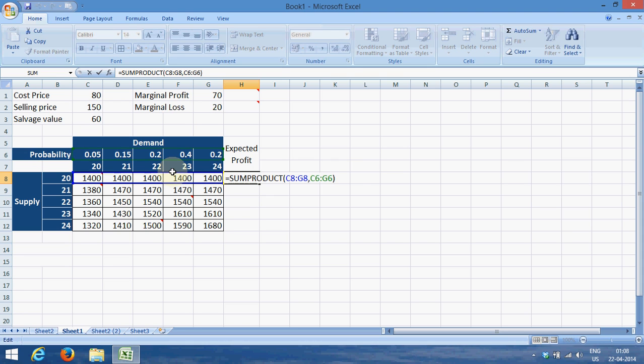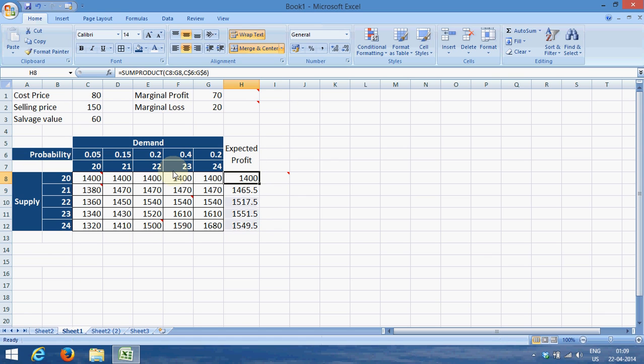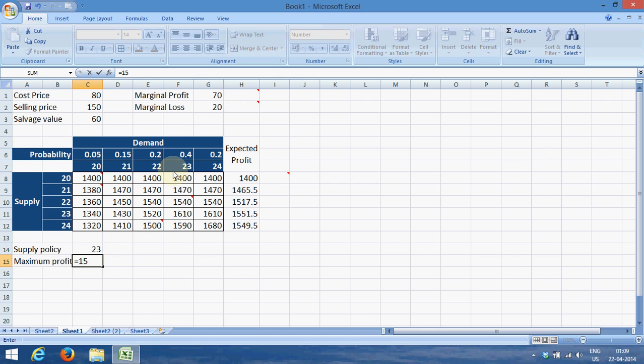Let me fix this up again here. I'll fix up the probability values, 1400, and get various values. Now when we look here, it tells us that the maximum is $1,551.50. So obviously our best supply policy, or inventory policy, is that we should order 23 units every period, because that maximizes our expected profit, and the expected maximum profit for us would be $1,551.50. This is what is the newsvendor problem.